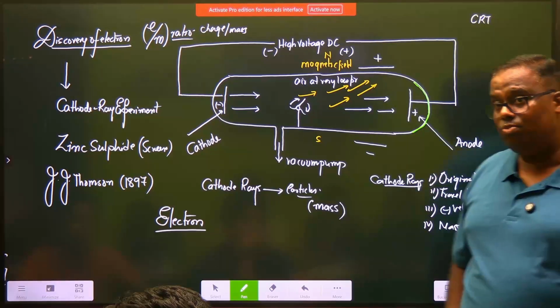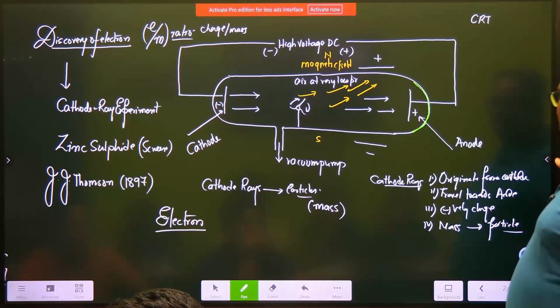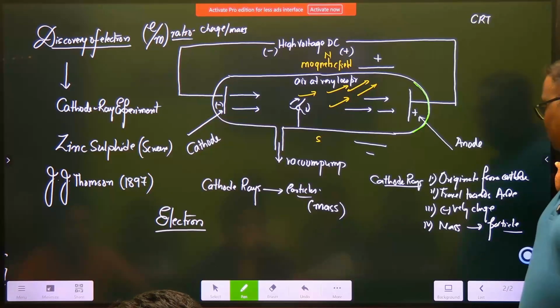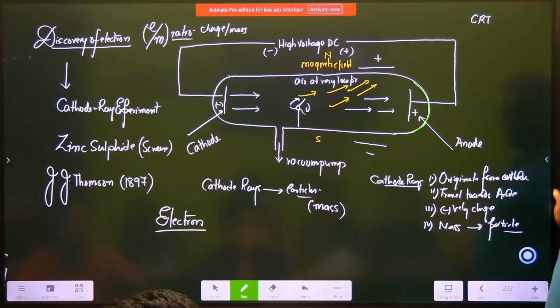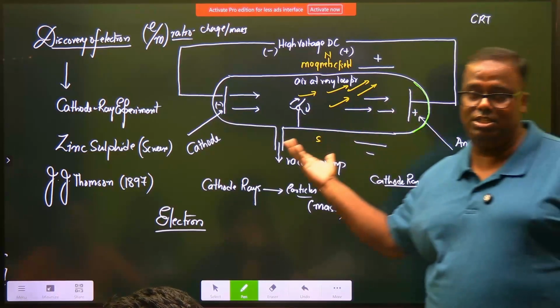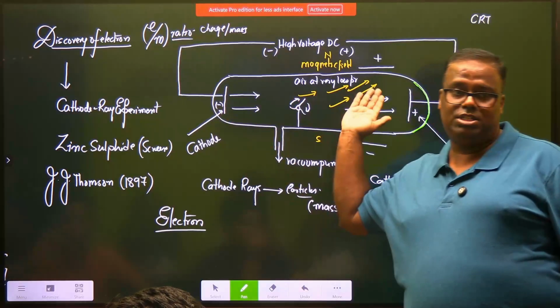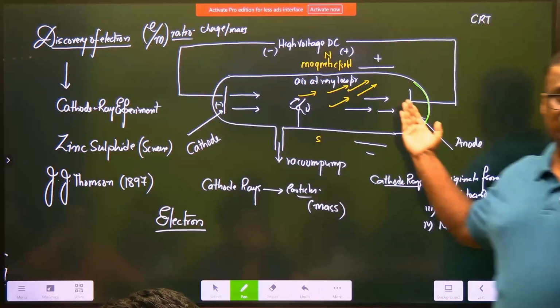So the conclusion was that cathode rays originate from the cathode, travel towards the anode, are negatively charged, have a mass. So they were called particles. And these cathode rays were said to be comprising particles which were electrons and were fundamental. Why fundamental? Because when the gas was changed or the plates were changed, this observation was found.